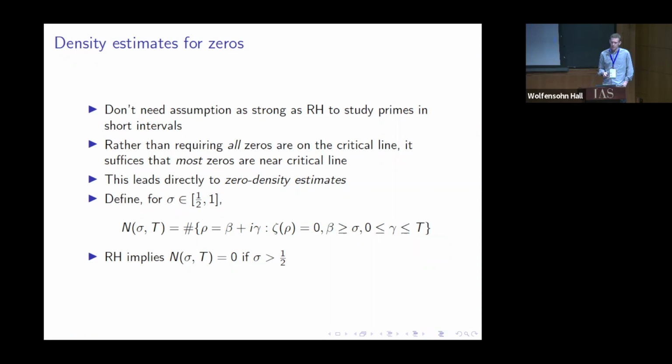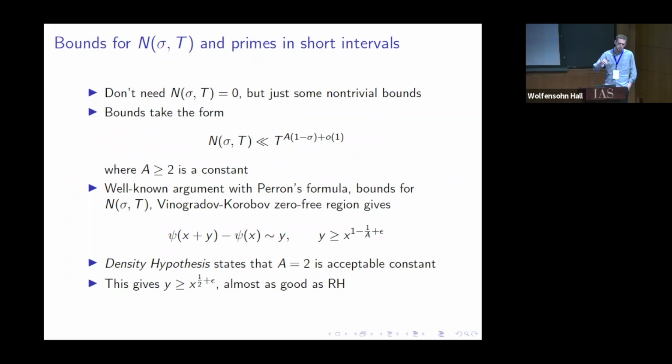So we don't need a bound as good as there are no zeros in this rectangle. That's the Riemann hypothesis. But we would need something non-trivial, better than saying all of the zeros could live in this rectangle. And the sorts of bounds that you can prove for N(sigma, T) look like this. I have T to a power A times 1 minus sigma, maybe with some little loss here, a little o(1). A will be a constant, and smaller is better. And this is the general sort of bound that you might think you can prove for zero density estimates.